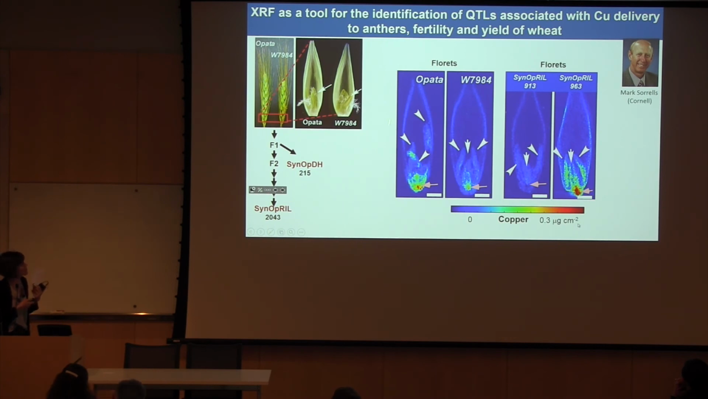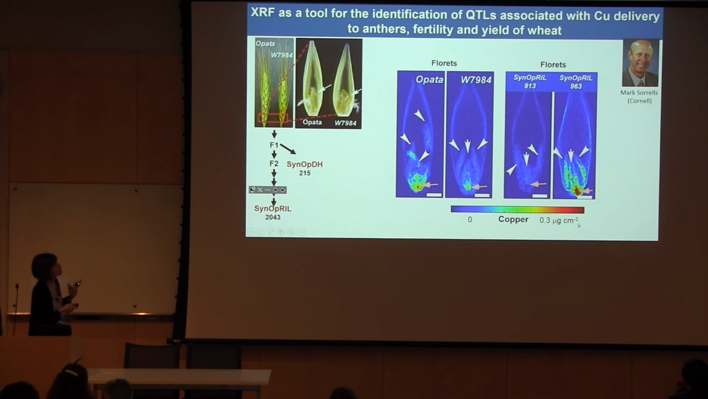And we have already started doing this work. What you're seeing here are florets of two parental lines and actually their offspring. The two parental lines differ in accumulation of copper in anthers. And incidentally, these two parental lines also differ in yield. Mark can correct me if I'm wrong, but it seems that W7984 is a low yielding variety, and it accumulates less copper in anthers.